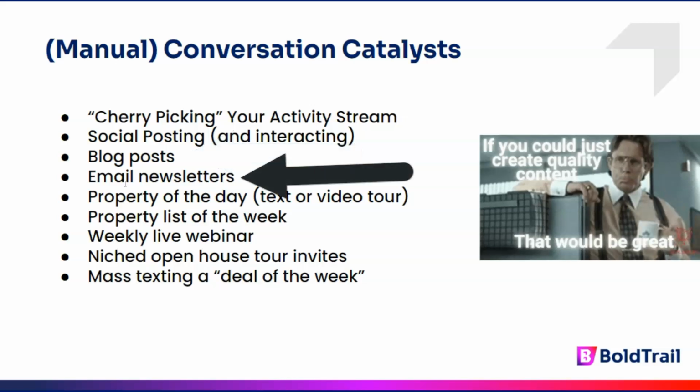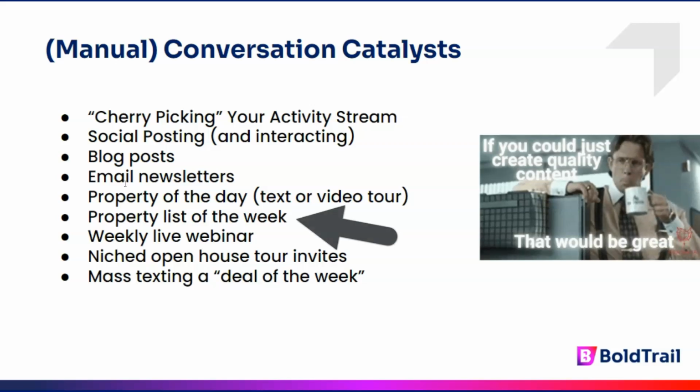Email newsletters. That is basically every week mailing out, maybe every Friday or Saturday, an update related to your niche and some other stuff. Now, keep in mind, your email newsletter might have a lot of the same content or point to your blog posts, and all these things can work together. You can reuse a lot of what you're doing from week to week, but these are just the different types of catalysts that you might send. So blog posts, email newsletters, property of the day, property list of the week.